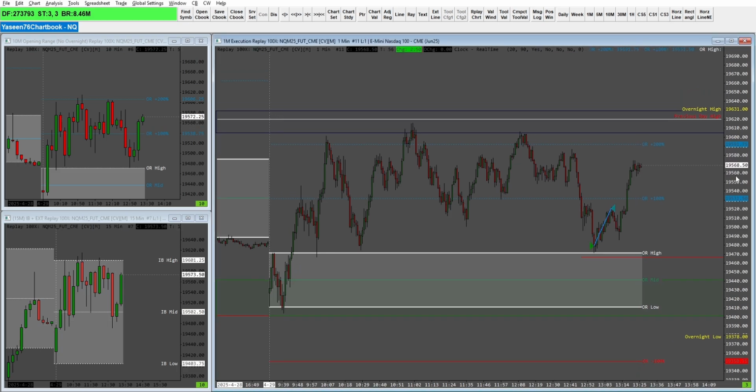So let's speed this up. I don't take a trade for a bit. Remember, I'm only looking to take a trade at the extreme, so somewhere up here or somewhere down here. I'm not really looking to trade anywhere else.